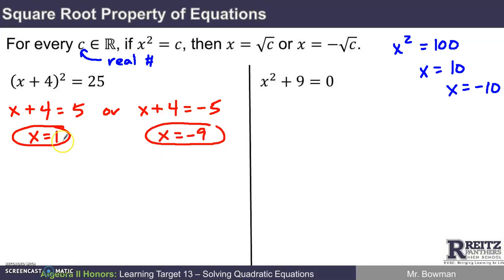And if you do a quick check, both of those values will solve this equation. 1 plus 4 is 5, and 5 squared is 25. Negative 9 plus 4 is negative 5. And negative 5 squared is 25. So those both work.